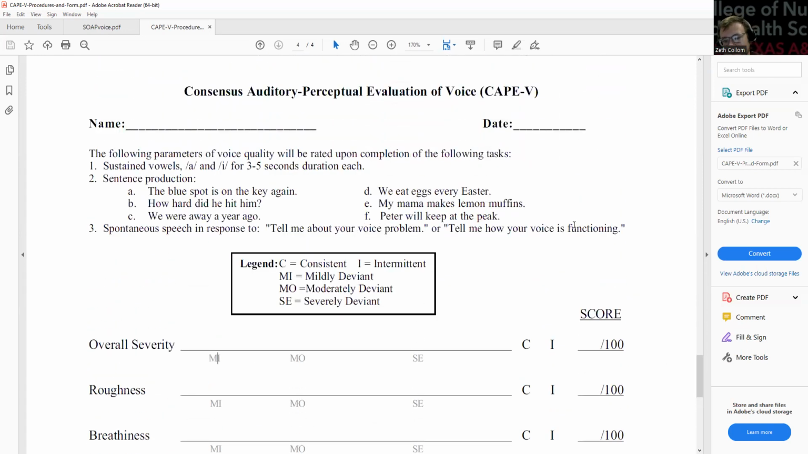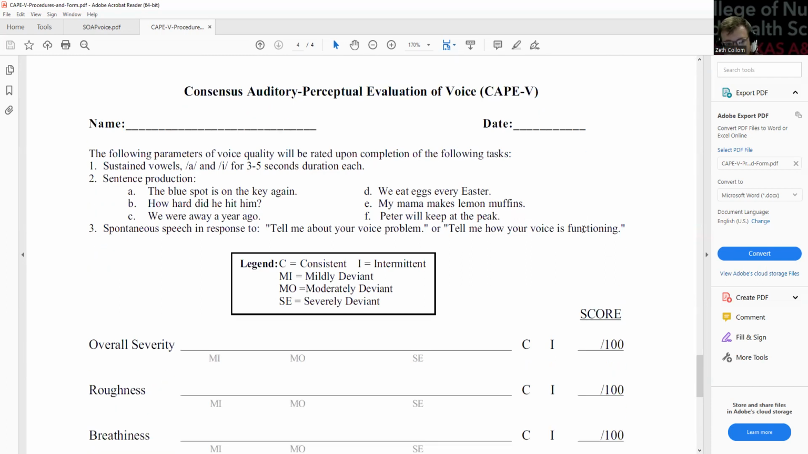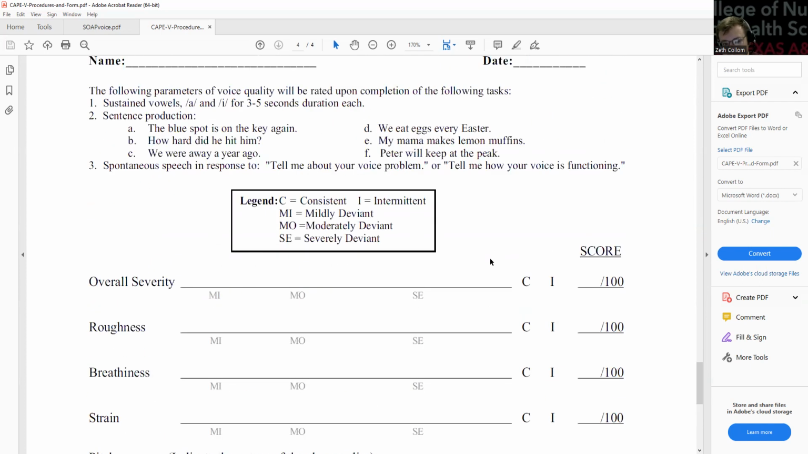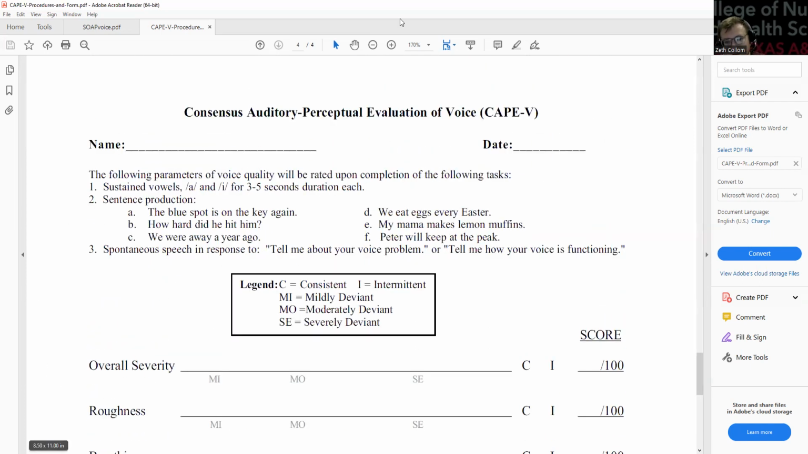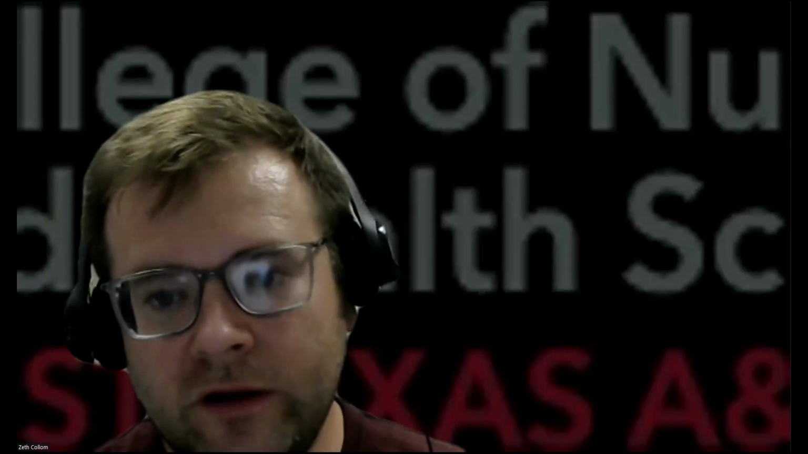So this is our gold standard in voice. This is what you want to use. This is auditory perceptual, and this is a standardized tool. So it gives us nice, pretty numbers that insurance cares about. The other tool that you have to use is what's known as the VHI.